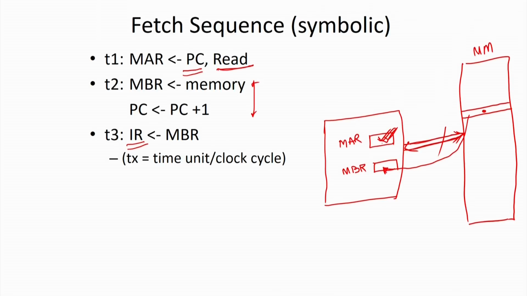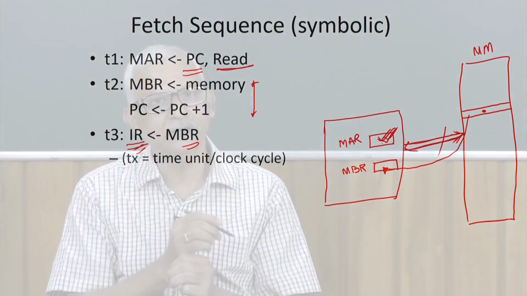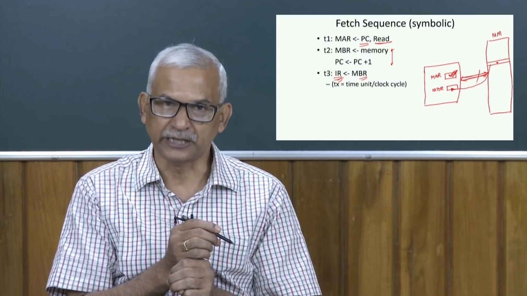Now, once this time cycle 2 is over, what are we going to do? Now, that information is inside my MBR. What are we fetching now? We are fetching the instruction, which means we have to execute this particular instruction. So, in the third clock cycle, we are transferring the information from MBR to IR, the instruction register. So, now I know what instruction we need to execute. Accordingly, the control unit is going to act and execute this particular instruction. Just see here, that means to fetch itself, we need 3 clock cycles or 3 steps.